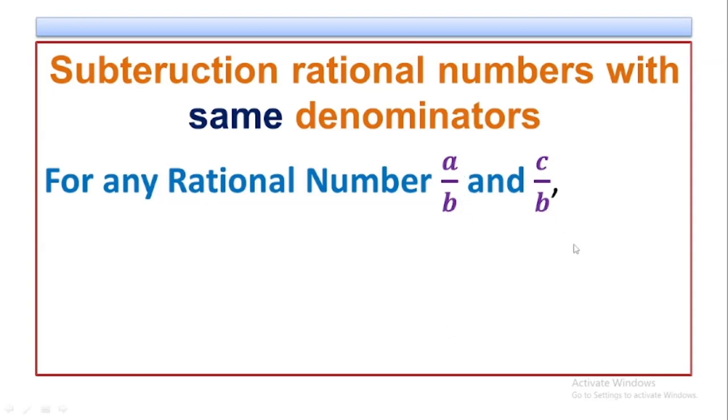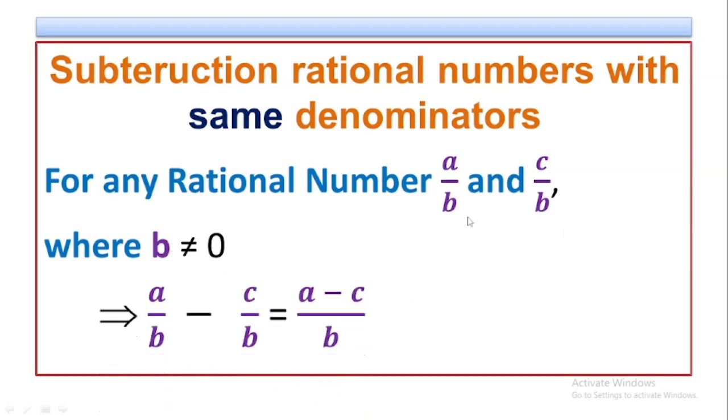over b and c over b, that means the denominator is the same, where b is different from 0. This must be written as a restriction, otherwise the expression is not always true. As a over b minus c over b, look, the denominator is the same. It is similar to before.